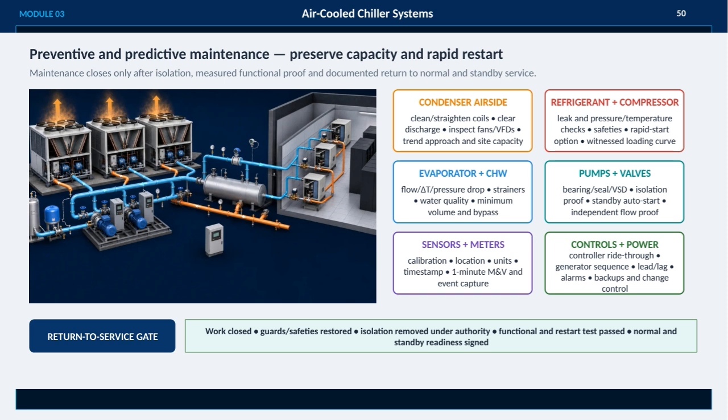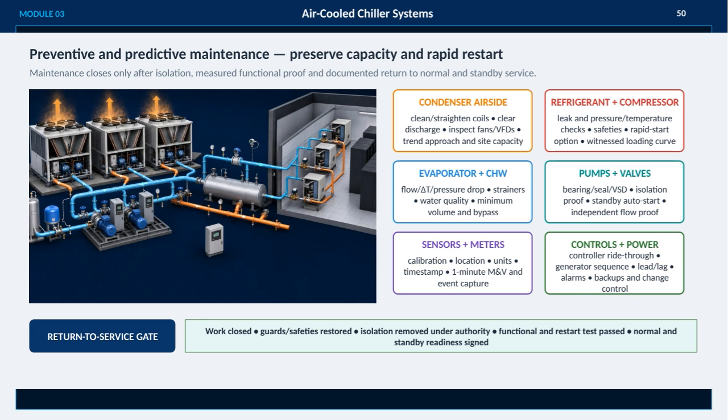Sensors and meters must be calibrated, correctly located, record proper units, timestamp data, and support 1-minute measurement and verification, as well as event capture. Lastly, controls and power systems should have reliable controller ride-through, well-planned generator sequence, coordinated lead and lag operations, alarms, backups, and strict change control.